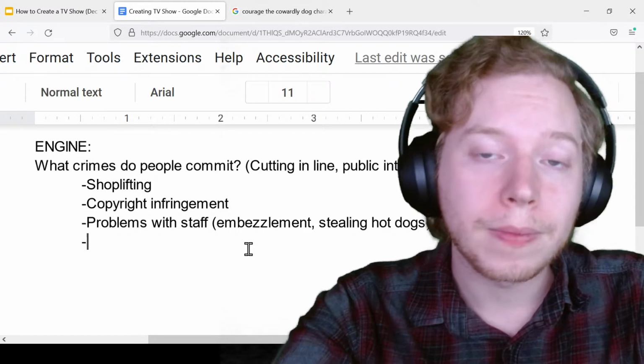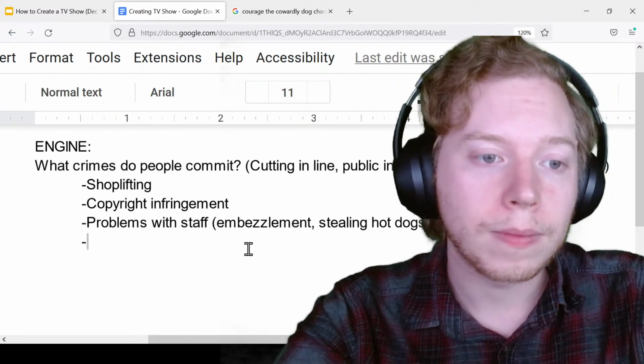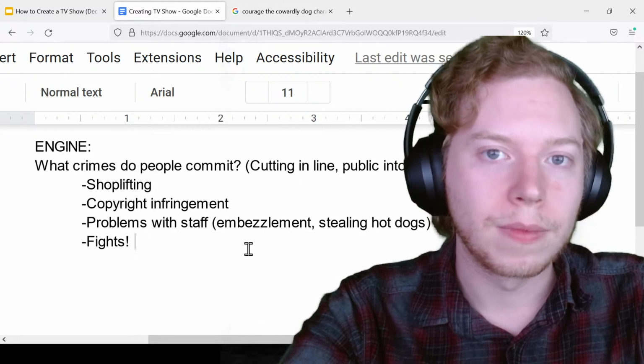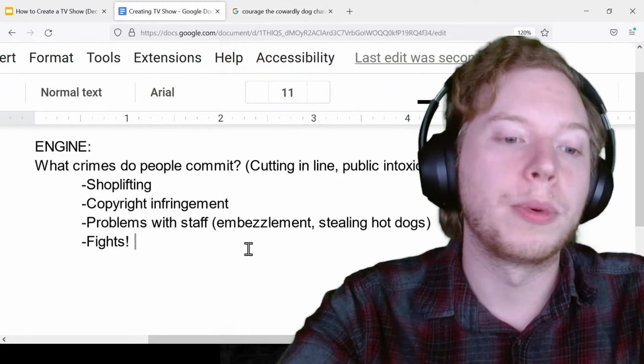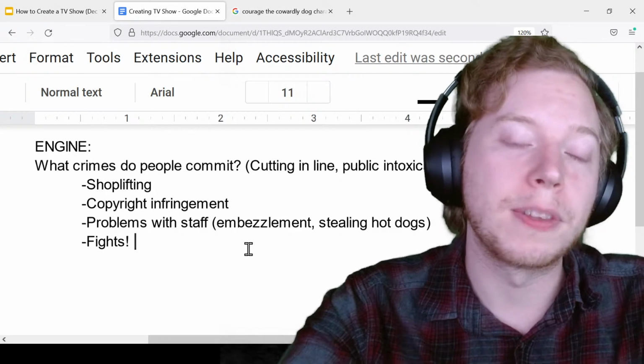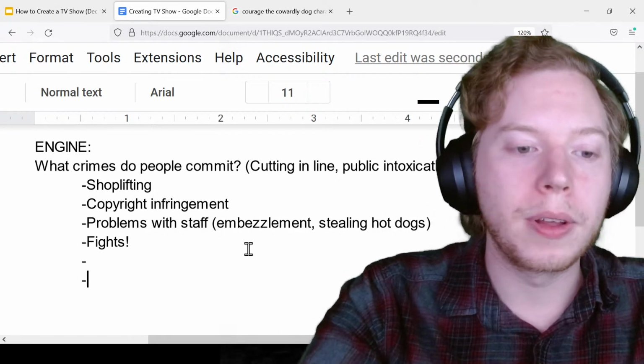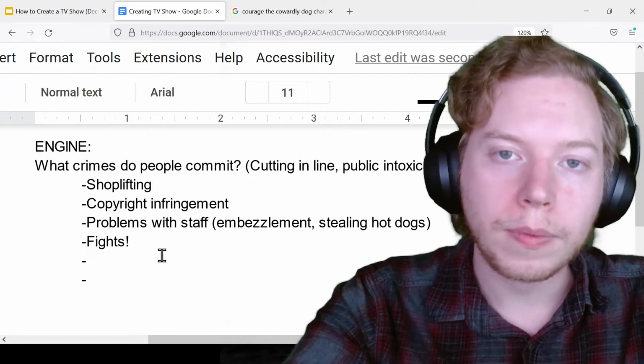There were some fights that broke out among people, too. So crowd fights. Fights, that's a good one. Conflicts between the guests themselves that need to be broken up and resolved. What are some other problems?